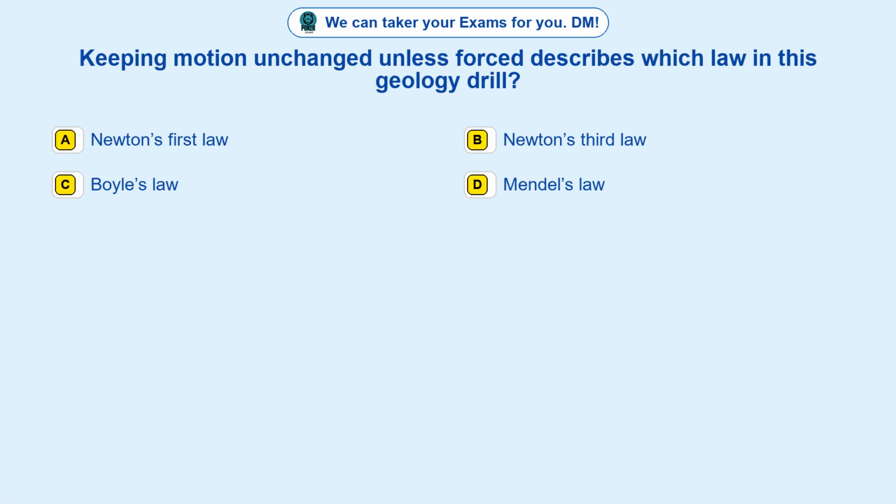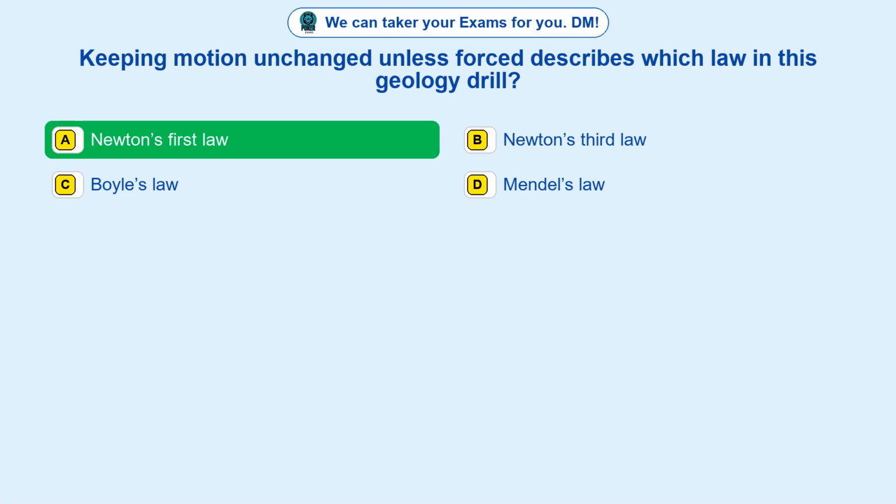Question 57. Keeping motion unchanged unless force describes which law in this geology drill? Option A, Newton's first law. Option B, Newton's third law. Option C, Boyle's law. Option D, Mendel's law. The correct answer is option A, Newton's first law.